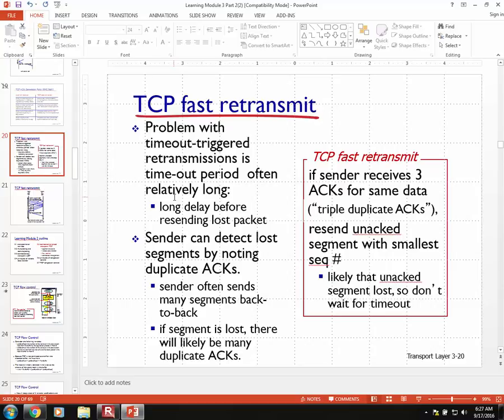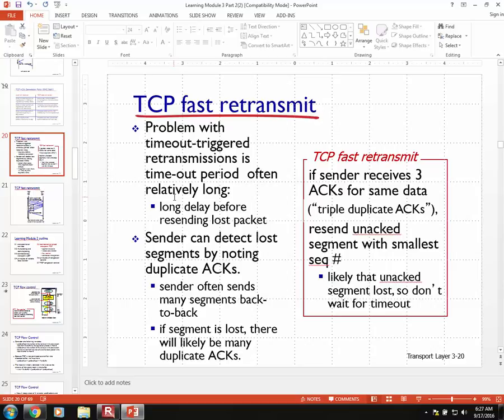And the way the fast retransmit works, if a sender receives 3 acknowledgments for the same data, basically 3 duplicate ACKs, then TCP automatically resends an unacknowledged segment with the smallest sequence number. Since it's likely that the unacknowledged segment is lost, we don't wait for a timeout. So we can do this fast retransmit quicker than we could do a timeout.